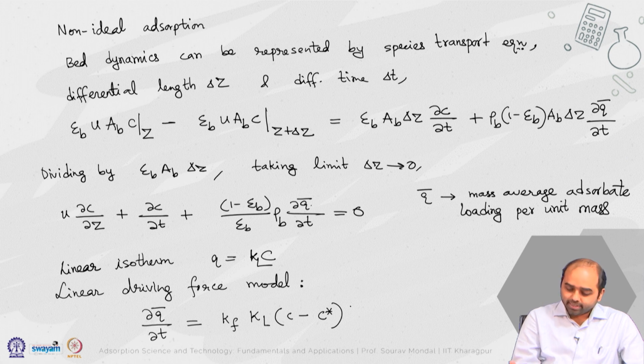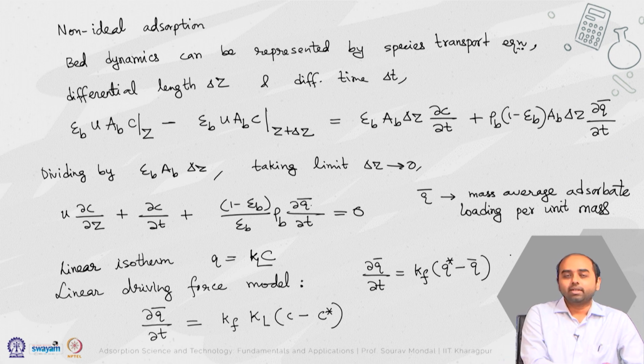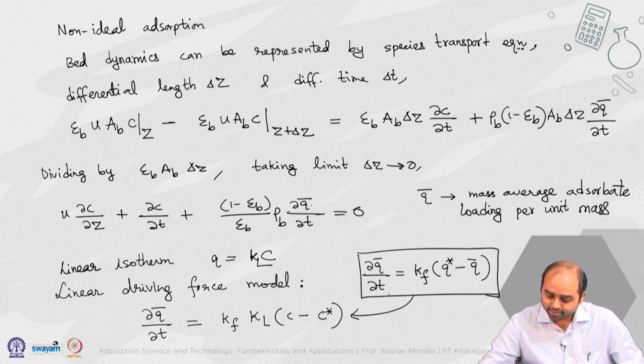If you do not want to consider a linear isotherm, then in general the dq dt relation stands as kf into q star minus q. This is something which we have already discussed in the last week's lectures. So this is the generic form, and the linear form is applicable when we are considering linear isotherm models.